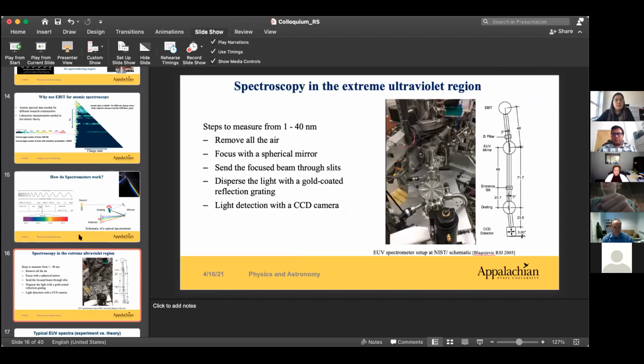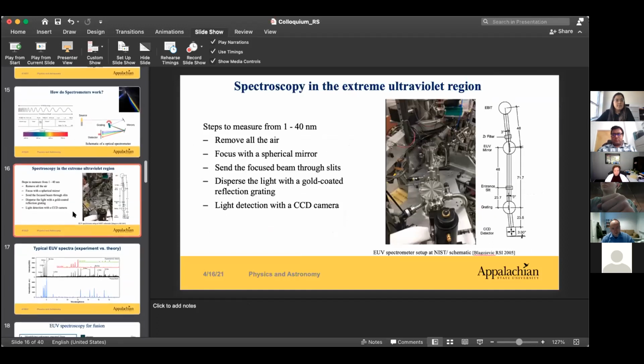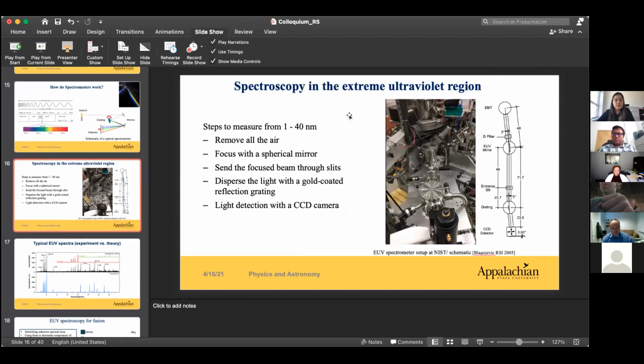So what I did during my PhD, most of the work was done in the extreme ultraviolet region, which is around 1 to 40 nanometers. And this is the setup that's shown there, where the electron beam ion trap is, and the spectrometer is connected to one of the output ports there. Like I showed you how a spectrometer works, you need a light source. In this case, the light source is the EBIT plasma.